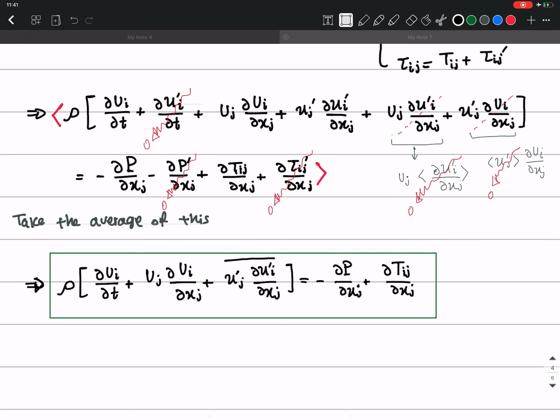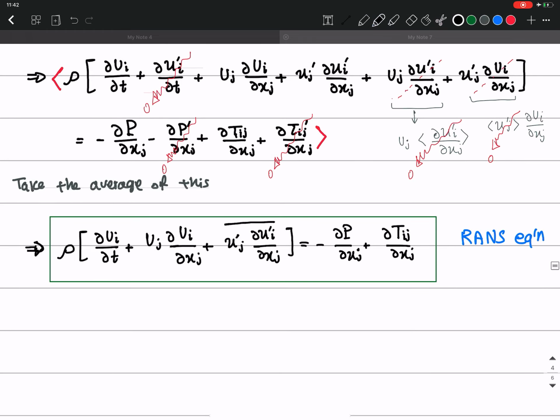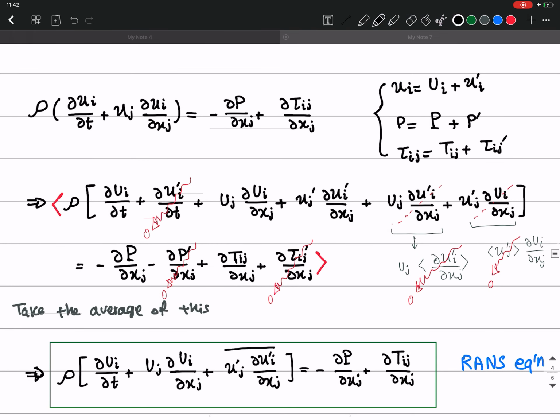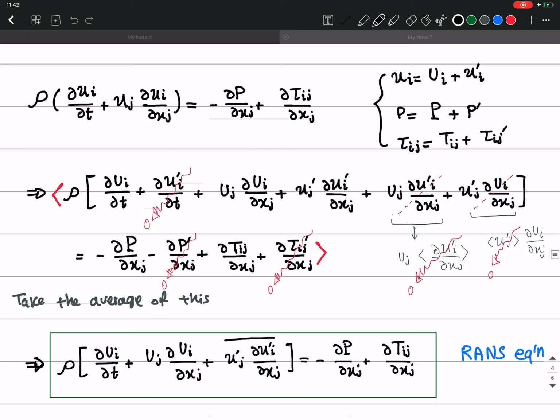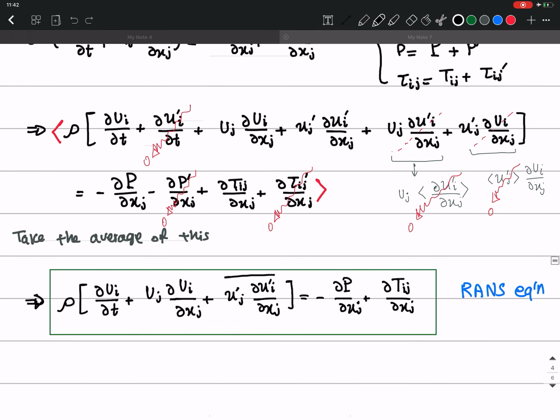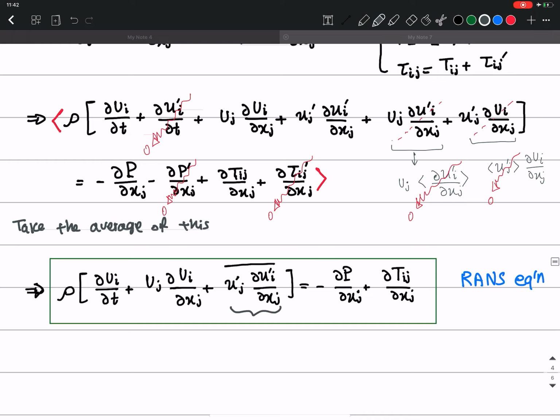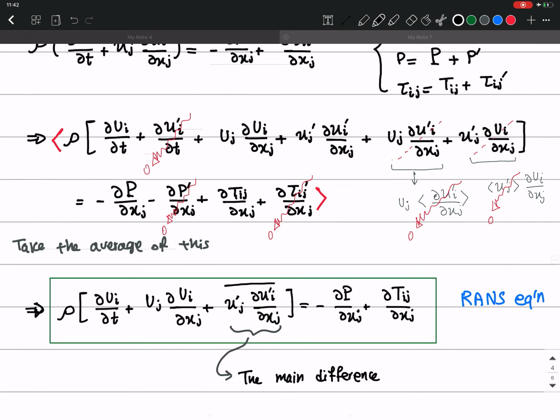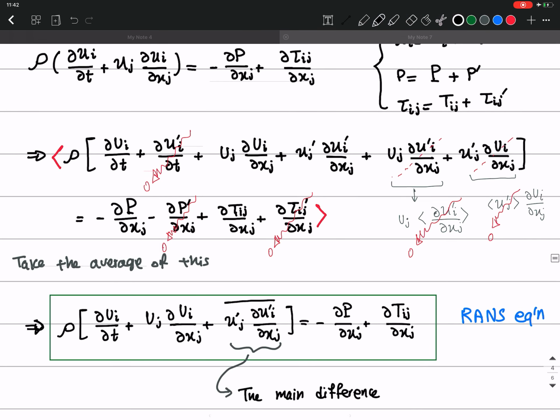This is what we call the RANS equation, the Reynolds averaged Navier Stokes equation. It's very similar to the original Navier Stokes equation, except we have an additional term here, which is the main difference with the original Navier Stokes equation. The other terms are kind of similar to that.